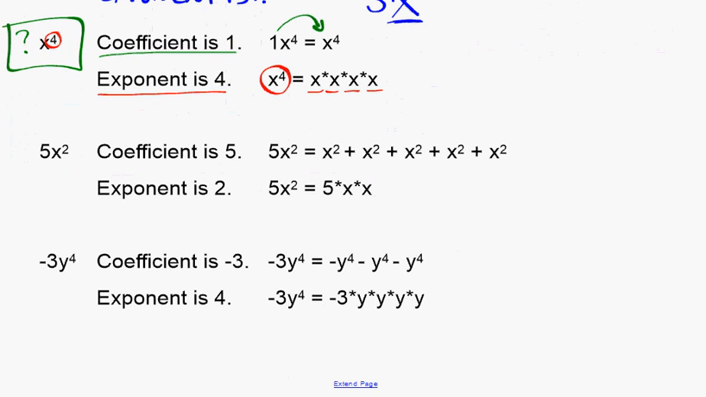All right, let's look at the bottom two. Here, in this one, we have a coefficient of 5. So that means it's x squared plus x squared plus x squared 5 different times. And it has an exponent of a 2, which means it's the same as x times x 2 times. Don't forget, your coefficient is still there. You still have that 5 out in front.